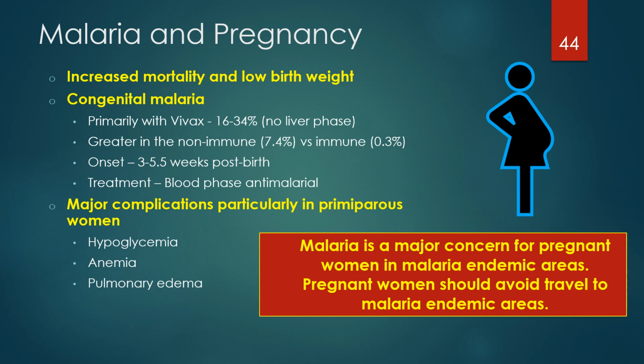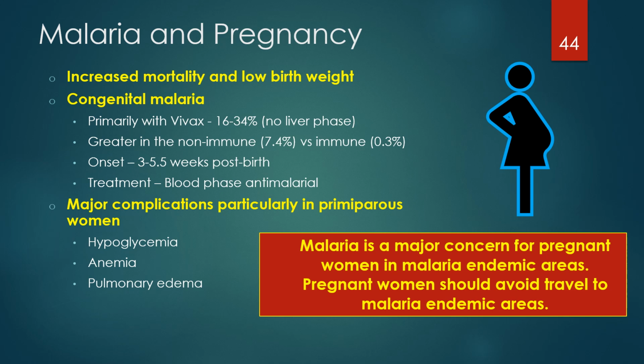Malaria infection during pregnancy is associated with an increased mortality and low birth weight for the baby. Congenital transfer of malaria via blood can occur during pregnancy, causing congenital malaria in the baby. This is primarily associated with vivax and occurs in 16 to 34% of cases where the mother is infected. Since the blood phase of malarial organisms are the only ones transferred to the baby during pregnancy, the baby has no latent hypnozoites when the mother is infected with vivax or ovale. Therefore, the baby will only need to be treated with antimalarials that treat the blood phase of the organism.